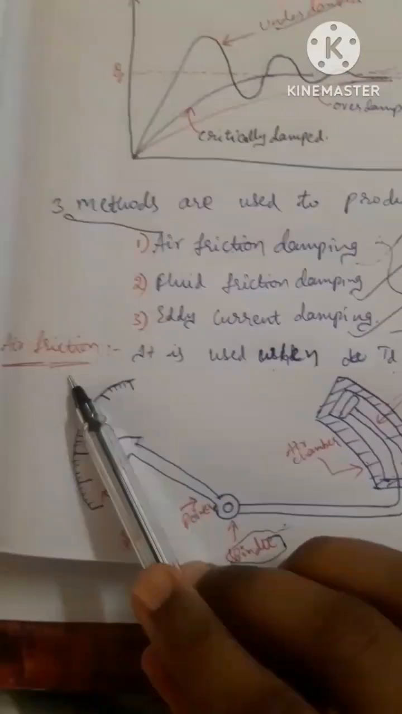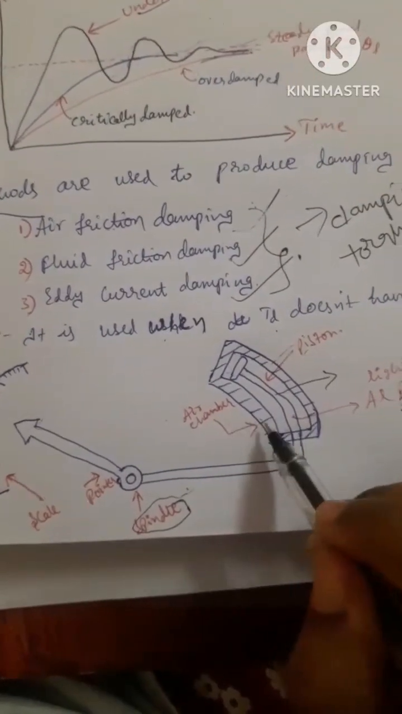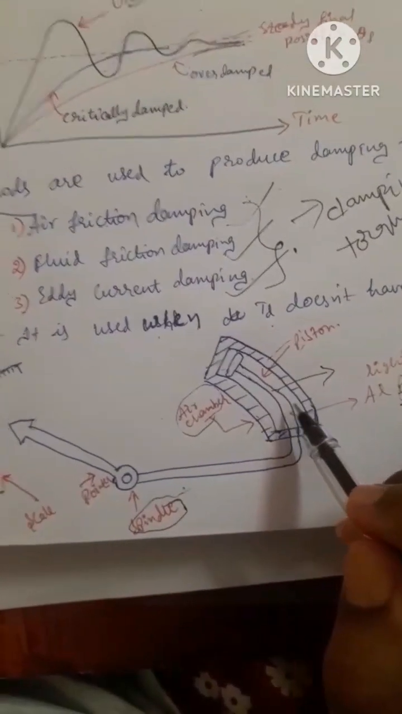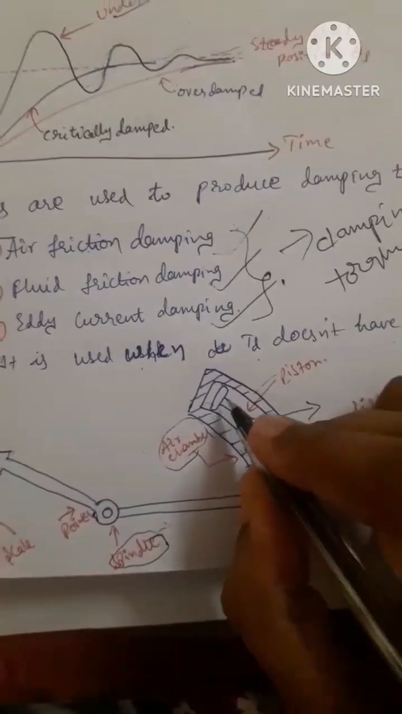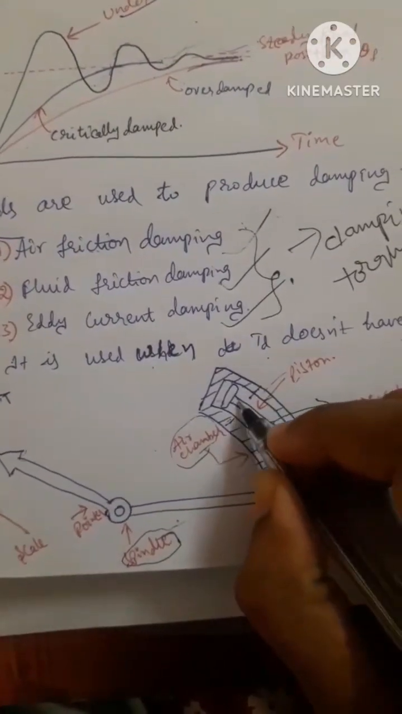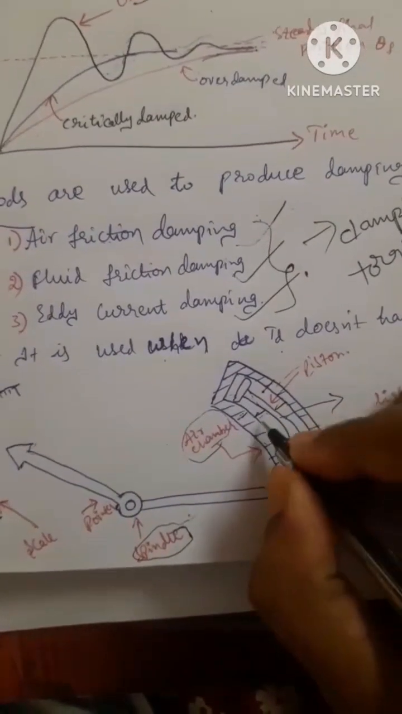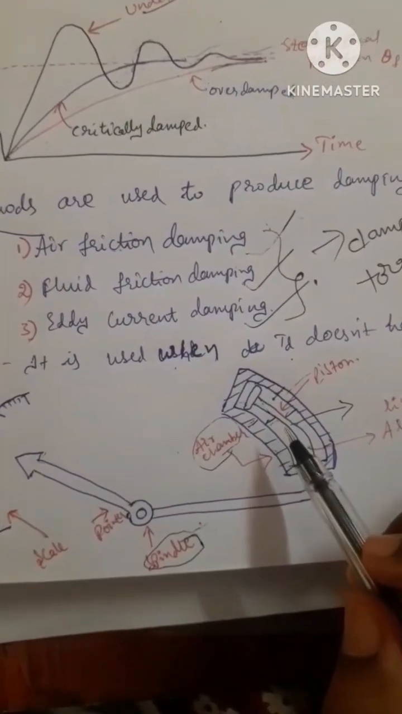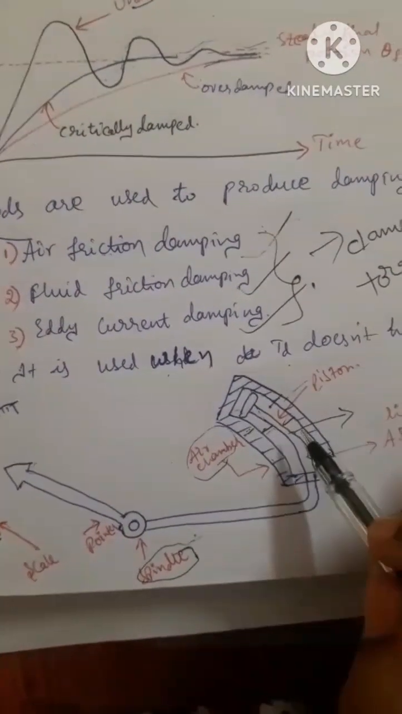What happens in air friction damping is that the piston moves in the fixed air chamber. The clearance between the piston and chamber is uniform and a small space. For the air chamber and piston, there is no contact, we are having a small space. So when there are oscillations, the piston will reciprocate in the chamber.